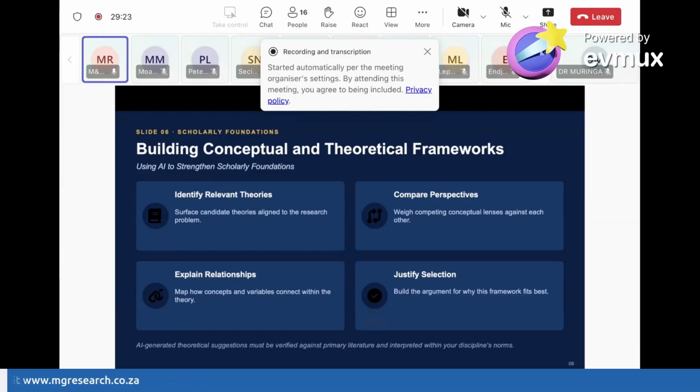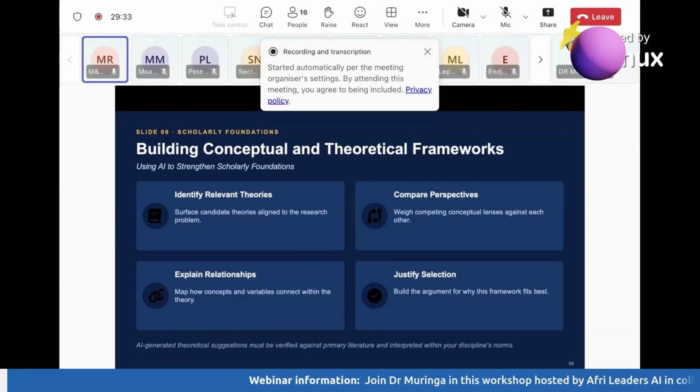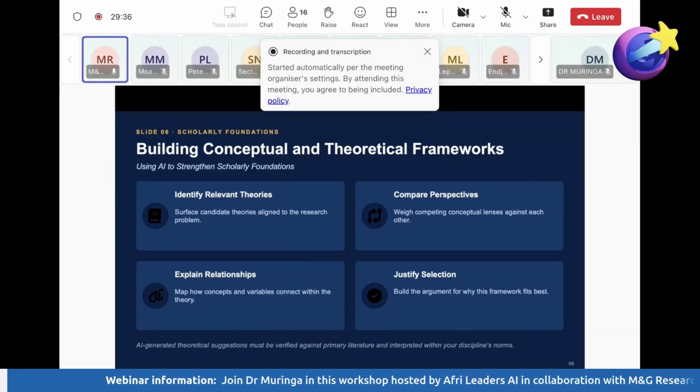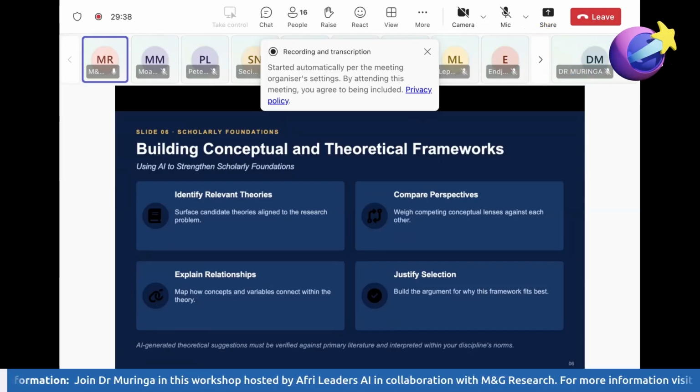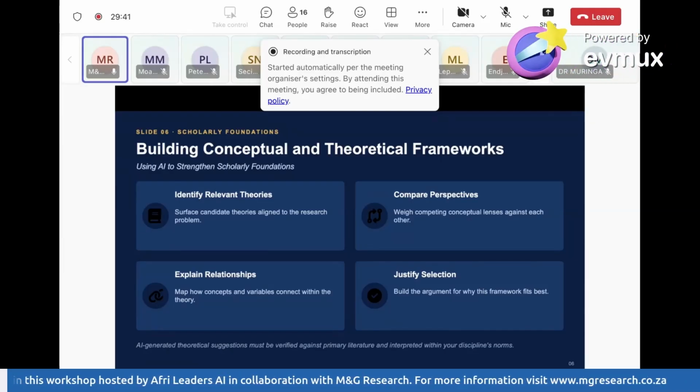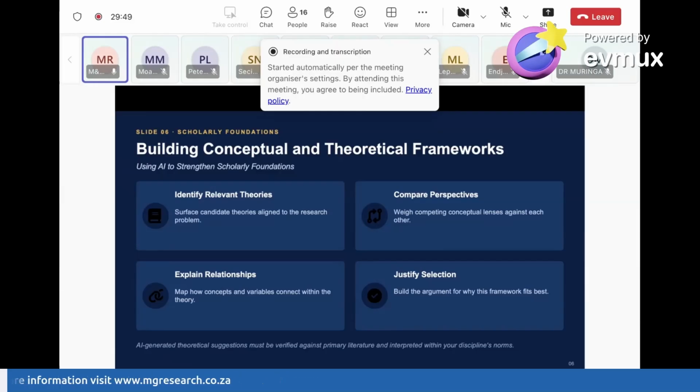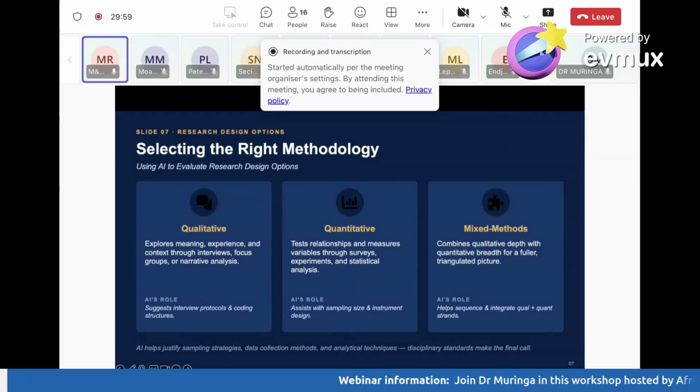It assists you from the available literature that you have used to surface theories, right? To explain the relationship and map how concepts and variables connect with each other. It also assists you to weigh competing conceptual lenses against each other and justify the selection, right? And what we're saying is that AI generated theoretical suggestions should not be taken as they are. They need to be tested and verified against primary literature and interpreted within the norms of the discipline within which you fall.